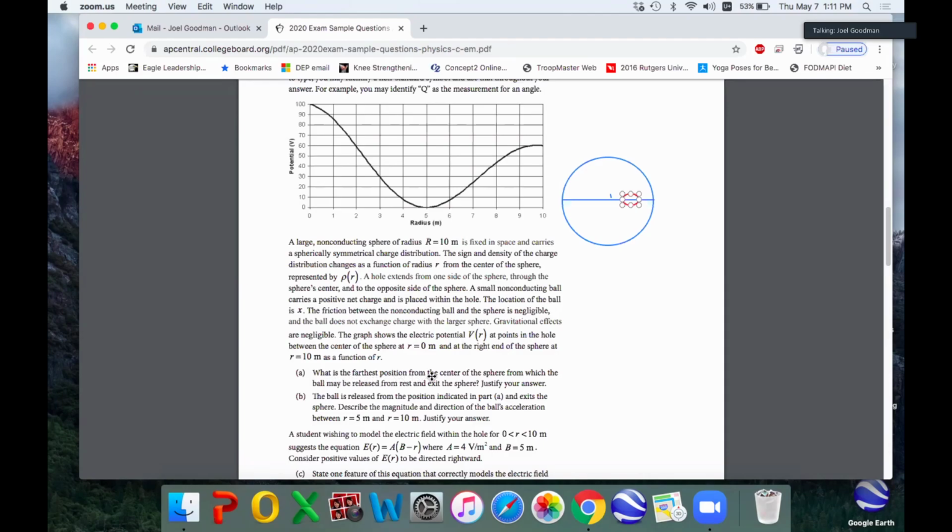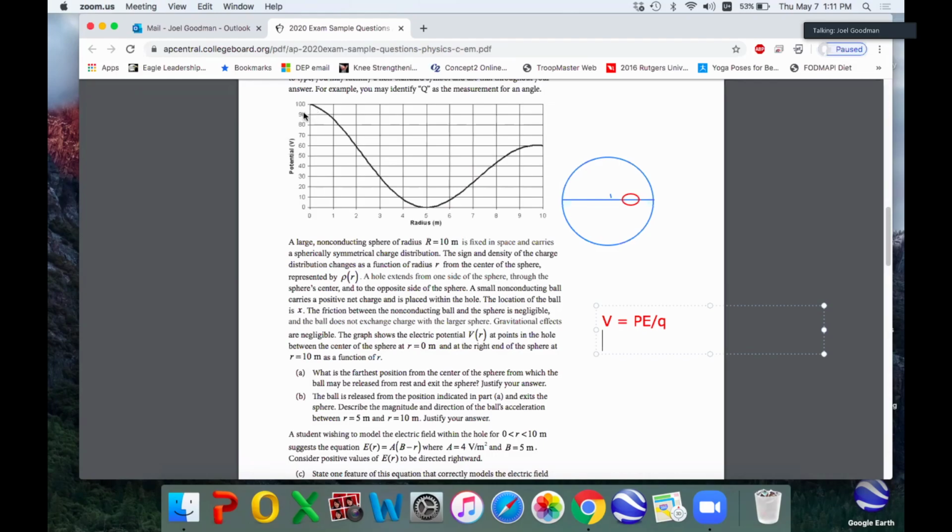What is the furthest position from the center of the sphere from which the ball may be released from rest and exit the sphere? If I released it from the center, it has, tell me something. Wait, I better put a formula up on the board here. What is voltage? Potential energy per charge, right? The little q is this charge here. If I multiply that q by the voltage given on the graph, I'm going to get the potential energy, okay? This q doesn't change. So the potential energy is simply proportional to what I got on the graph.